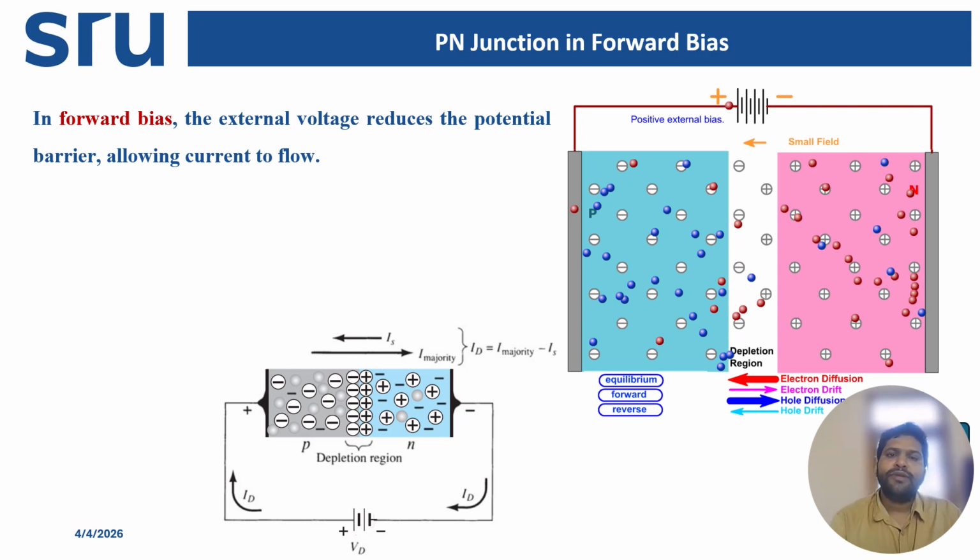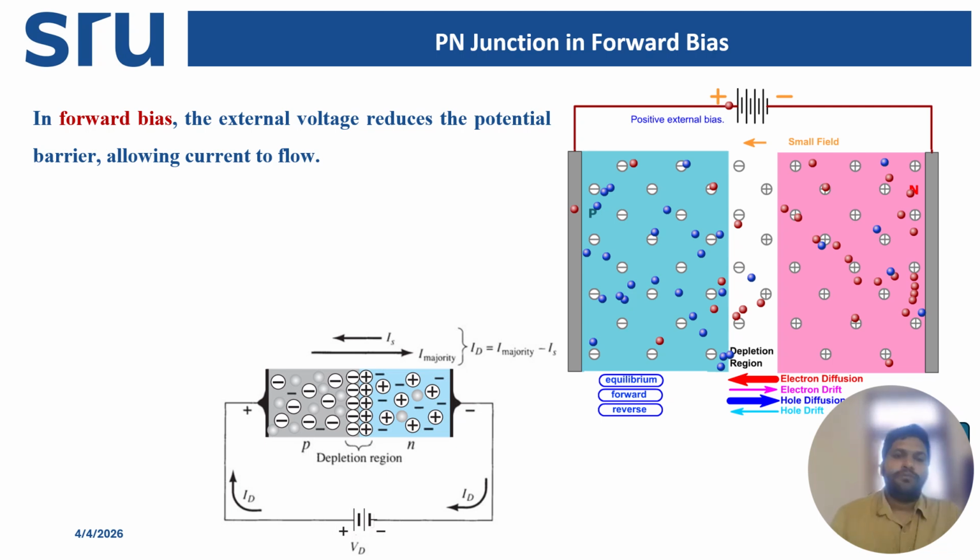How do charge carriers move when applying forward bias in a PN junction? Electrons from the N side move towards the P side and holes from the P side move towards the N side. These carriers cross the junction and recombine. As more carriers cross the junction, current starts flowing through the device. This current is mainly due to the majority charge carriers.